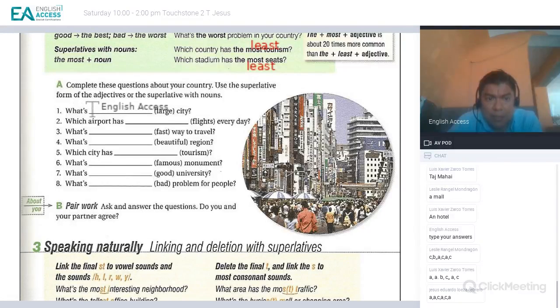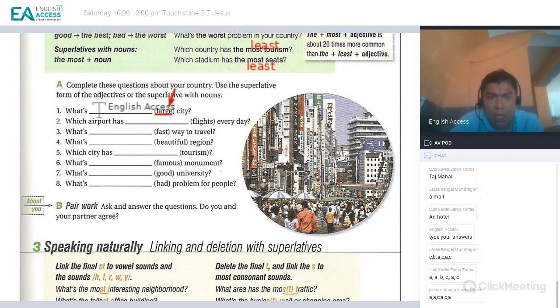Here we have the blank, and it says large city. Which airport has blank, and then we have flights. So let's do this together. Large is an adjective. Yes? So with the adjectives, we use the superlative est for short adjectives or most or least for long adjectives. In this example, large is a short adjective. So we use the est.